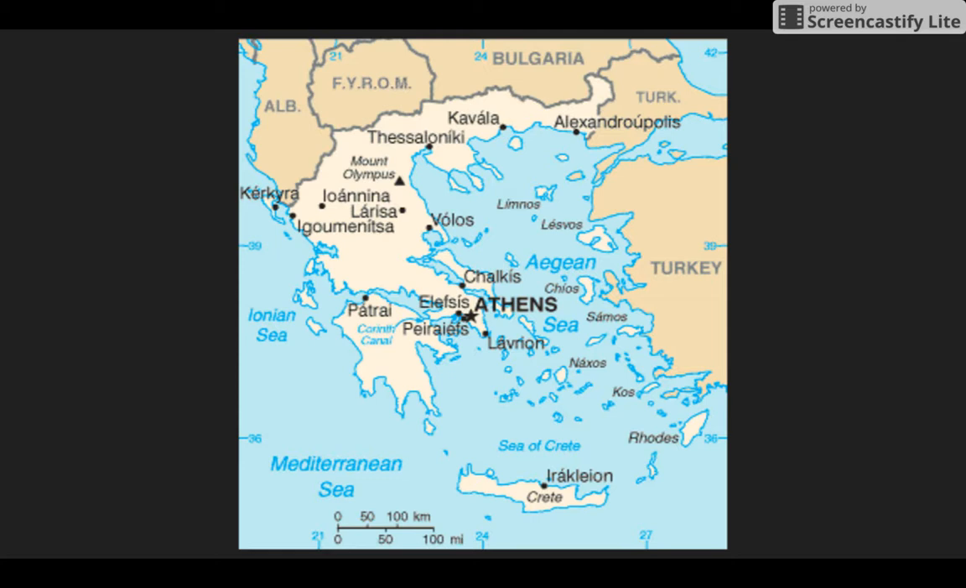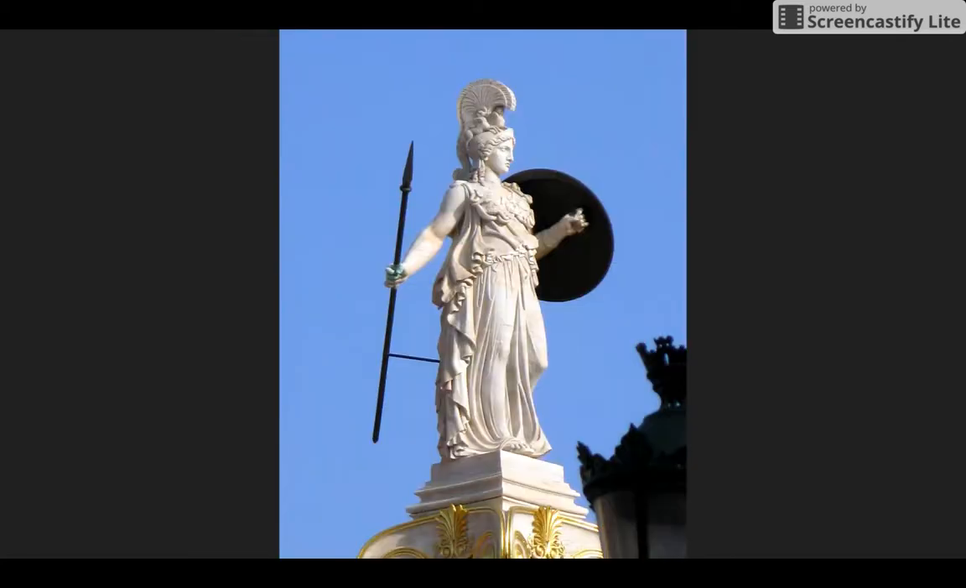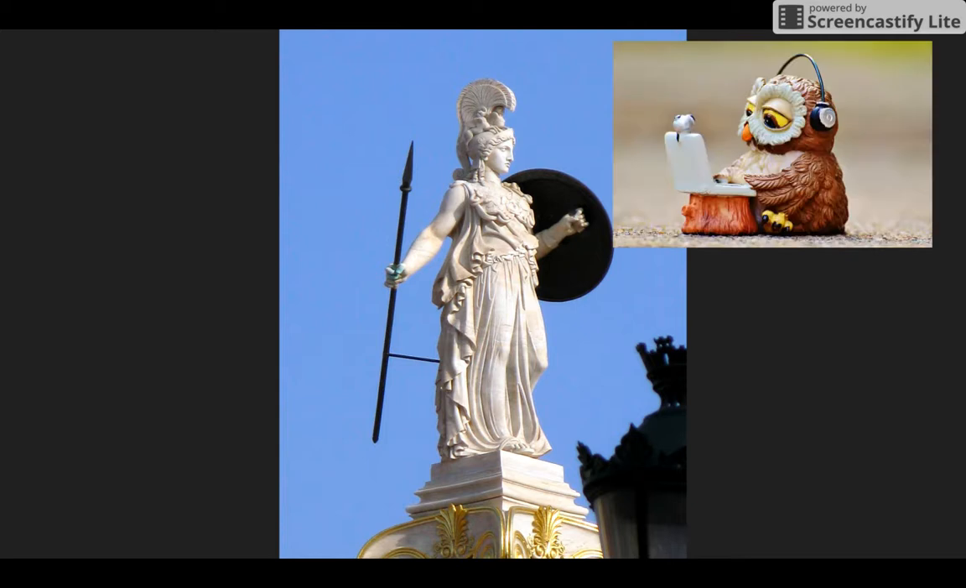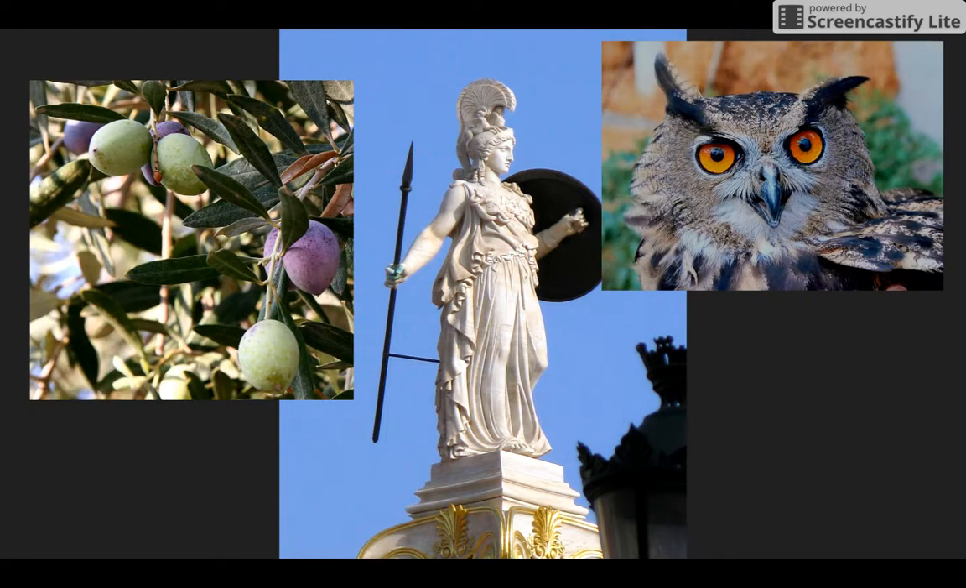So what we know about Athens is that it is the capital of Greece. We know that their patron goddess is Athena, hence Athens, Athena, and her sacred animal is the owl, and also she is known for bringing the olive tree and olive branch to the people of Greece.